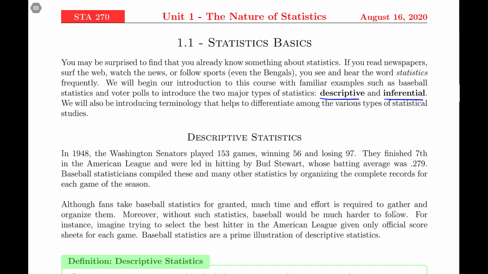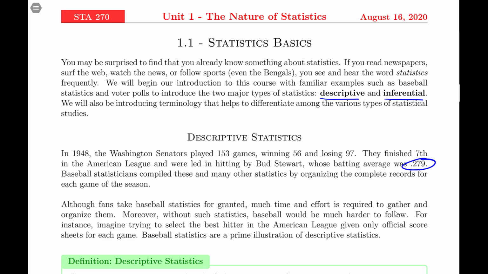They were led in hitting by Bud Stewart, whose batting average was .279. So that again is another descriptive statistic because they took every single at-bat that Bud Stewart had, and every time he got a hit, that counted in one column. We'll just say we had two columns. We had hit, no hit. So when Bud Stewart went to bat, if he got a hit, they put a tally mark in the hit column. If he didn't get a hit that at bat, then they put a tally mark in the did not get a hit column, or no hit column. So what this tells us is that 27.9% of the time, Bud Stewart got a hit when he was at bat.